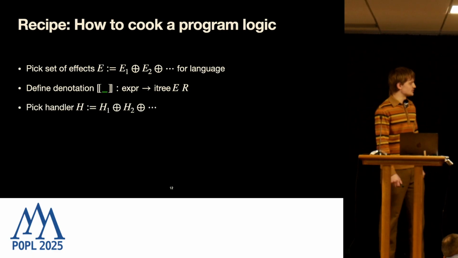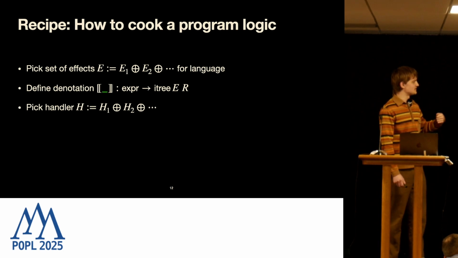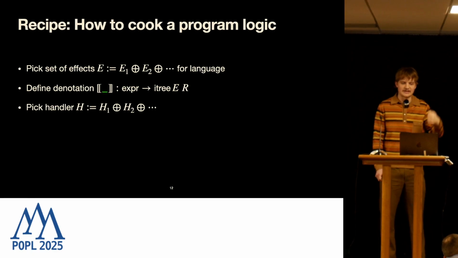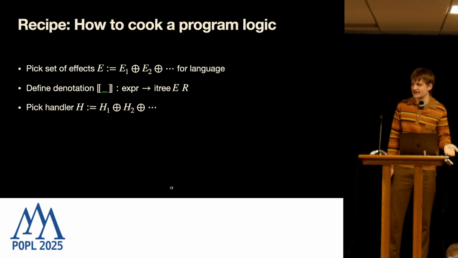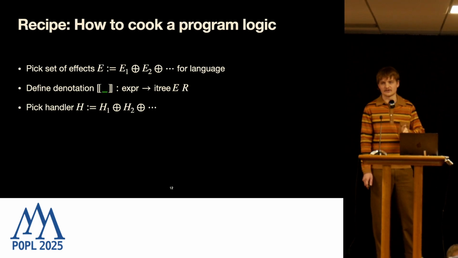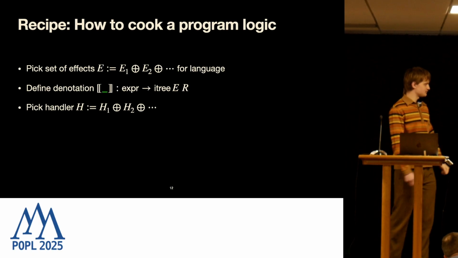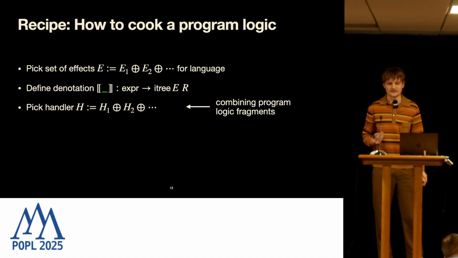Then you need to choose a handler. This might seem like a complicated thing to do, but it's actually fairly simple. For each of those effects, E1, E2, and so on, that you pulled from the library, the library also provides corresponding logical effect handlers that deal with those effects. And so you just put those handlers together, and in this way, you obtain a handler H.